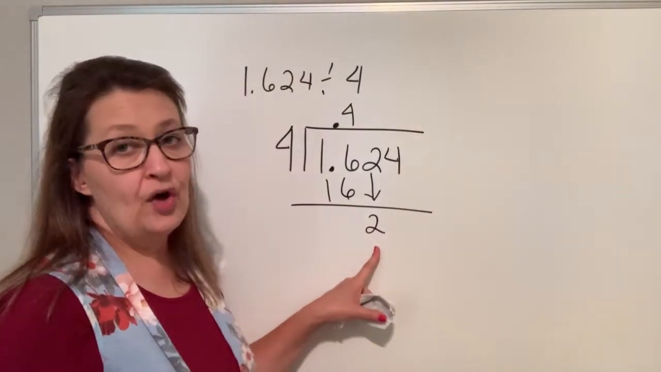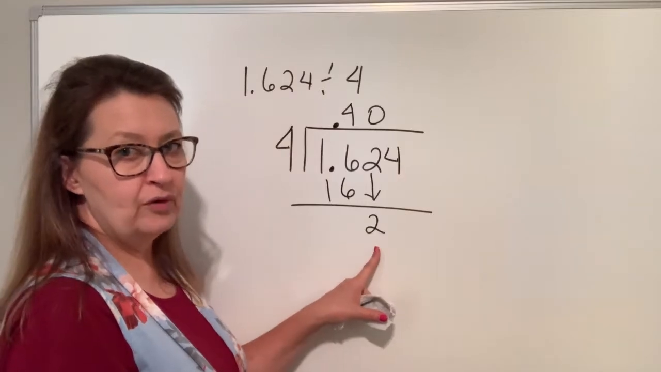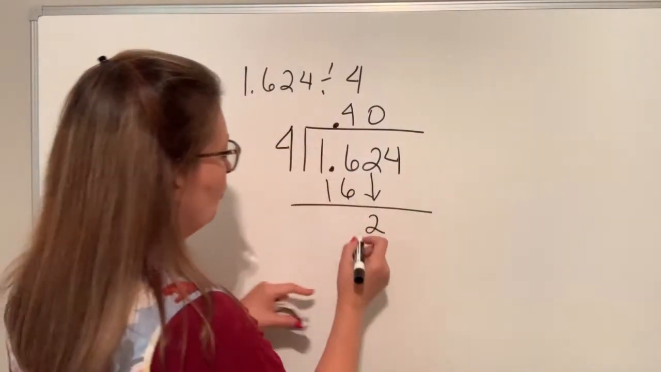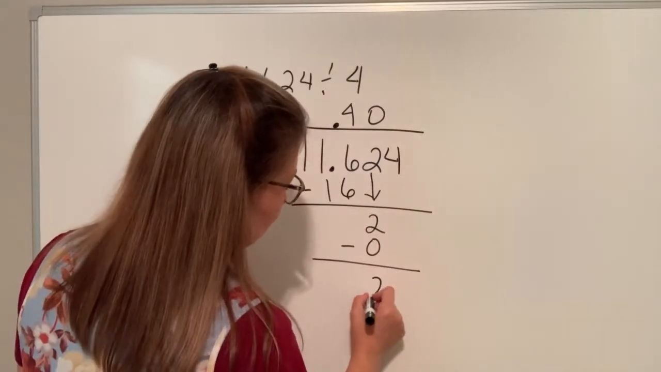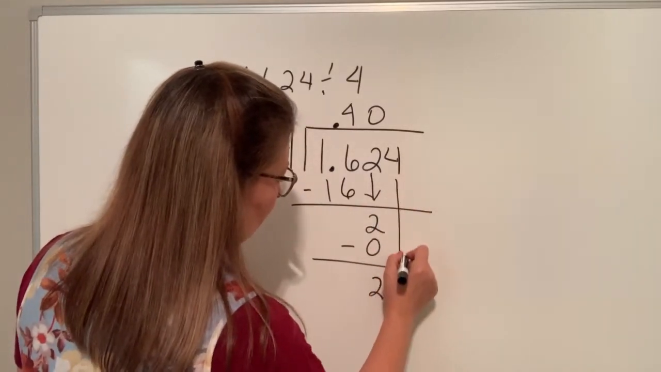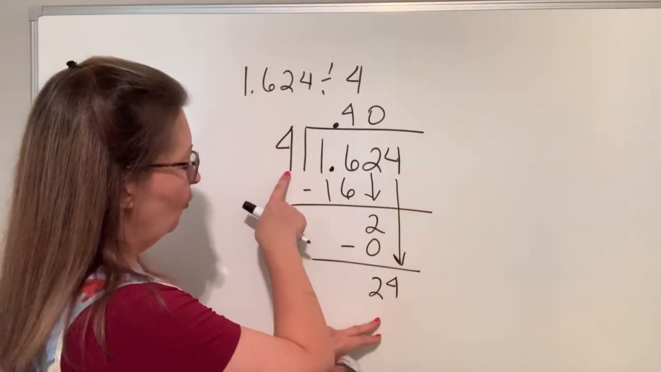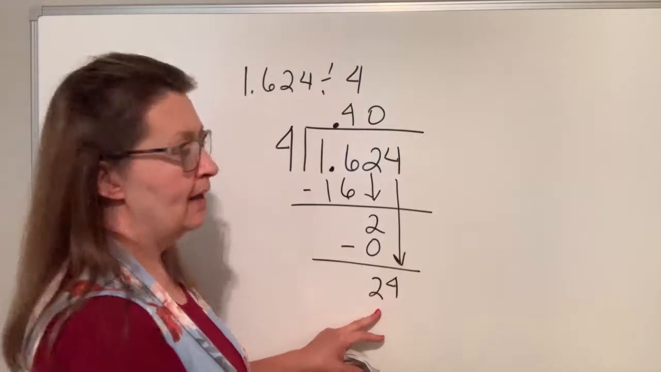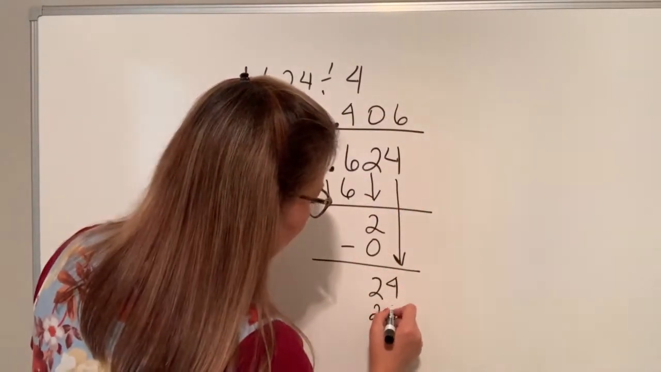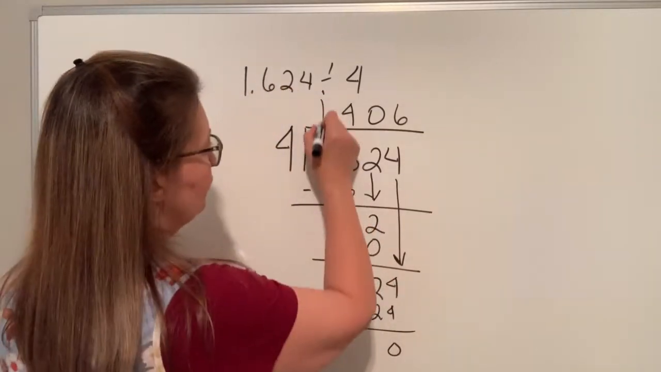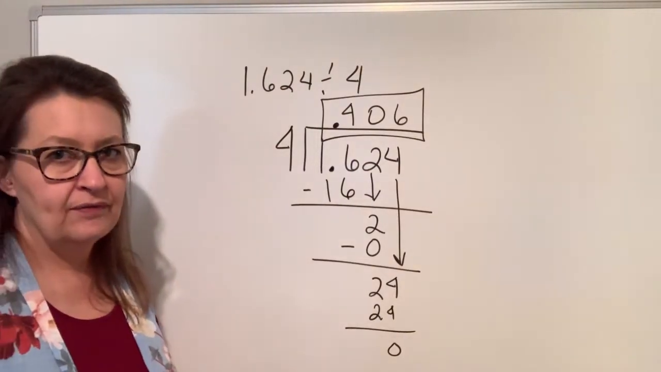How many times? None. It won't go into 2, so we're going to put a 0 here, and we're going to function just like we've been doing. 0 times 4 is 0. I'm going to subtract. 2 minus 0 is 2, and then I'm going to bring down a 4. Okay? Now ask yourself, 4 will go into 24 how many times? 6 times. 6 times 4 is 24. You wind up with a 0 remainder. So 0.406 is your final answer.